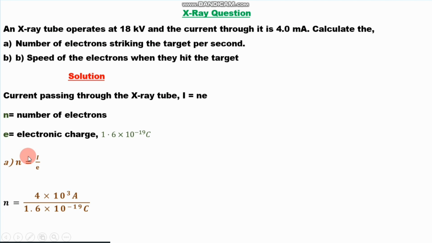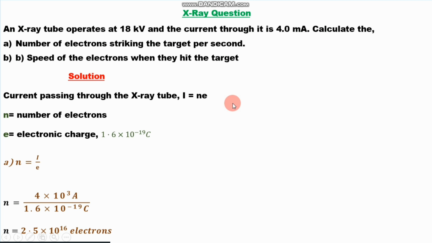Having done that, we just substitute these values into our equation, and we get the number of electrons striking the target per second as 4 times 10 raised to power negative 3 amperes, divided by the electronic charge, which is 1.6 times 10 raised to power negative 19 coulombs, and this will give you 2.5 times 10 raised to power 16 electrons. So we are done calculating part A, which is the number of electrons striking the target per second. So these are billions of electrons that are striking the target per second.